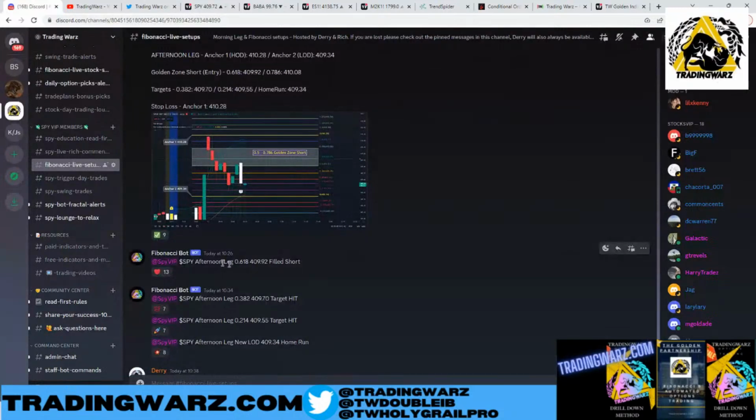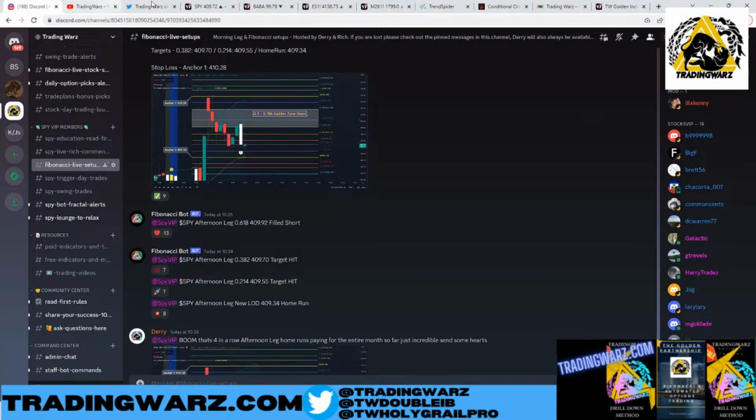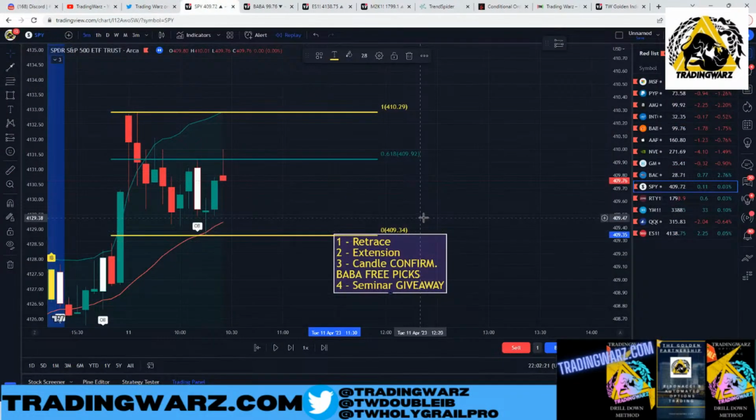Okay, and you can see right here, we got filled at 10:26, SPY afternoon leg 618 filled short, and I'll show you how that works. Next candle comes in, there is our fill. Okay, so this is how the price action looks at the moment.